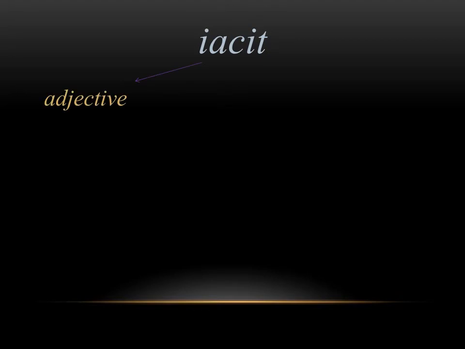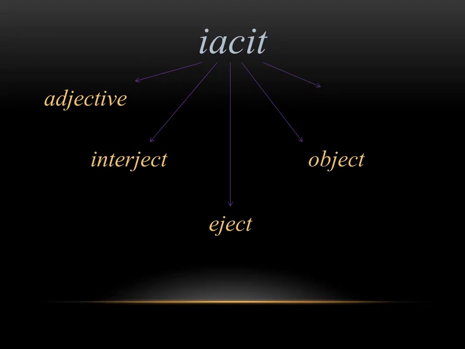Jacet means he or she throws in Latin. And from this we get English words such as adjective, interject, eject, object, and trajectory. And if you think about it, they all have to do with throwing something. So if you're ejected, it means you're thrown out of something.